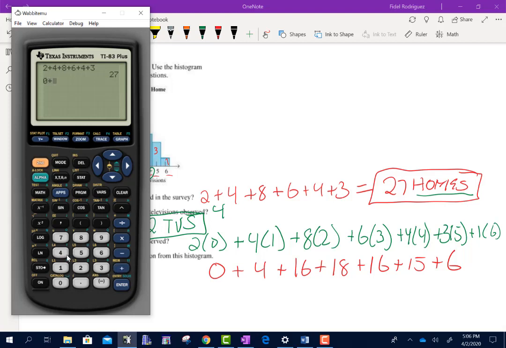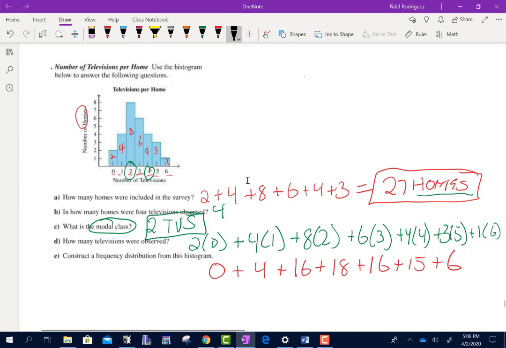So 0 plus 4 plus 16 plus 18 plus another 16 plus 15 plus 6. And we have a total of 75 TVs, okay? So for number 4, there were 75 TVs, okay?